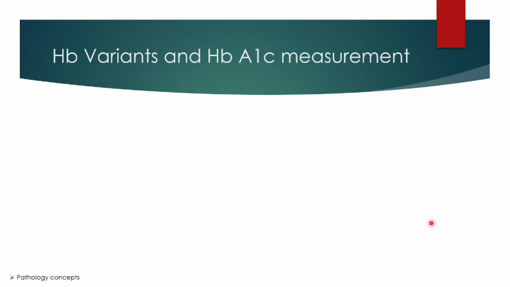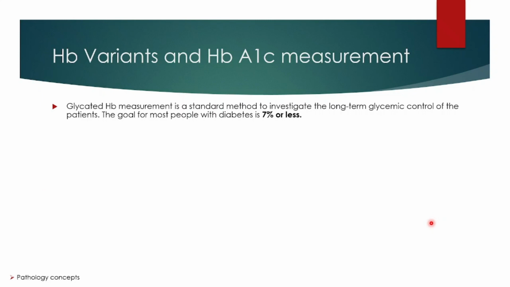Hb variants and HbA1c measurement. Glycated Hb measurement is the standard method to investigate long-term glycemic control of the patient. The goal for most people with diabetes is HbA1c less than 7%. Hb variants like HbS, HbC and other hemoglobinopathies may give altered results of HbA1c.